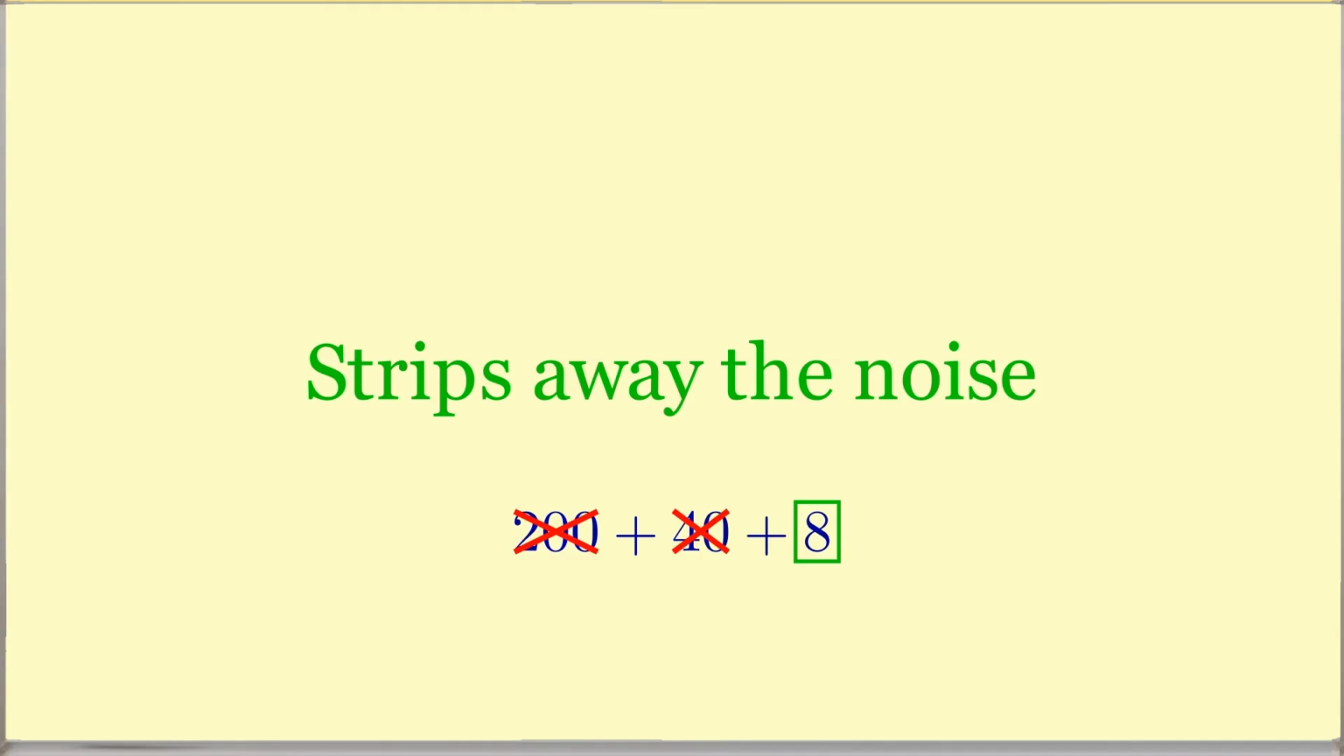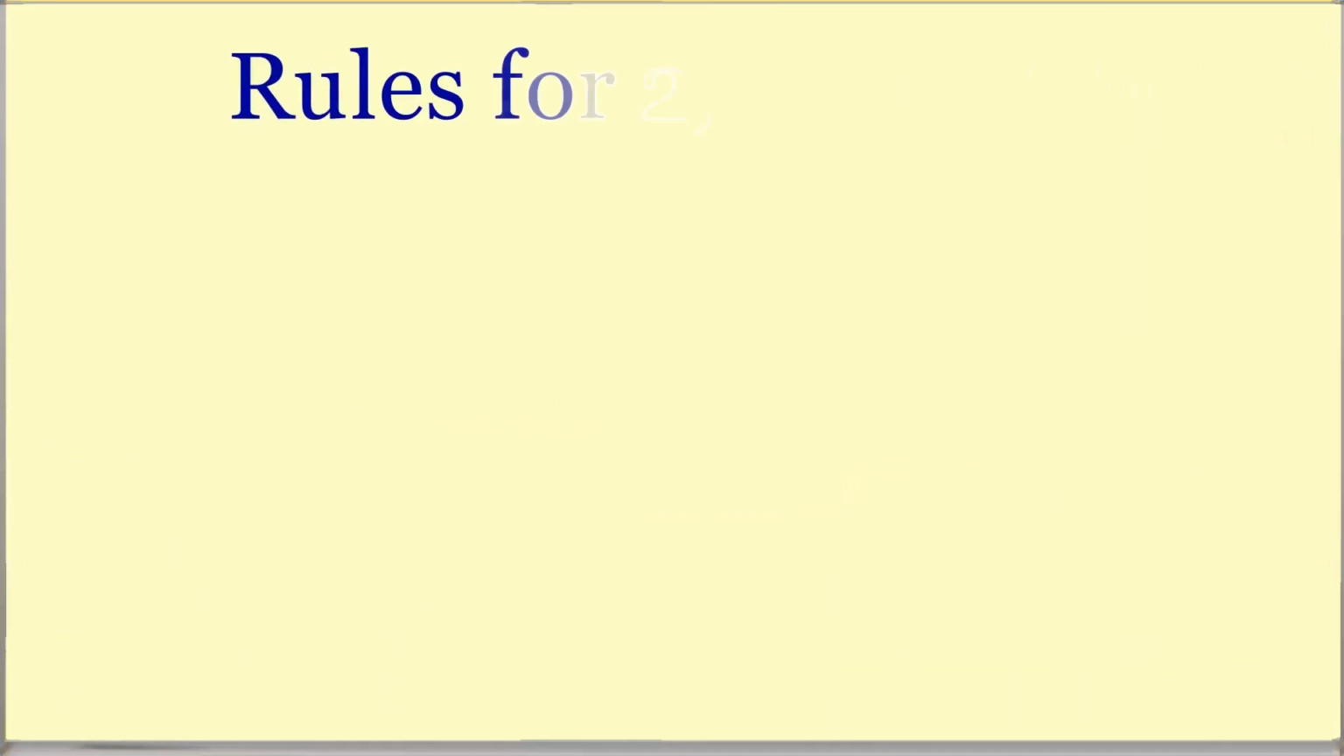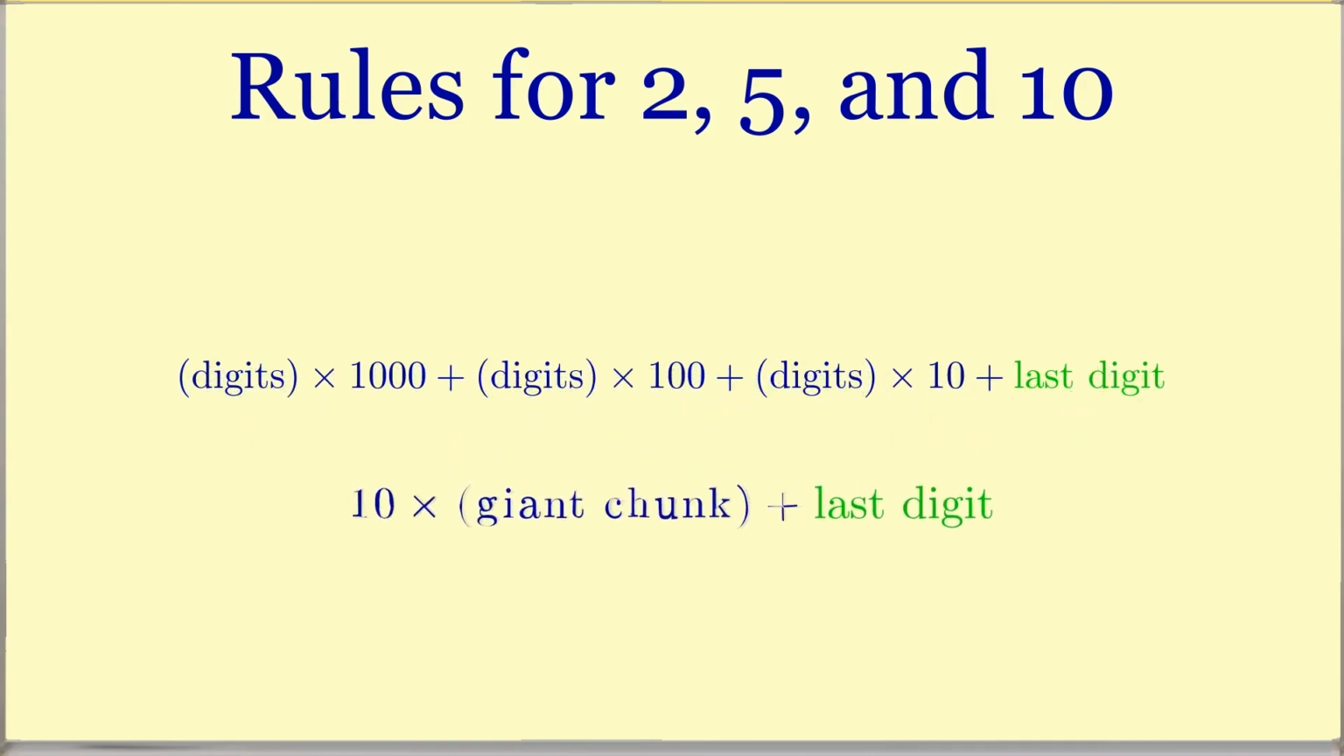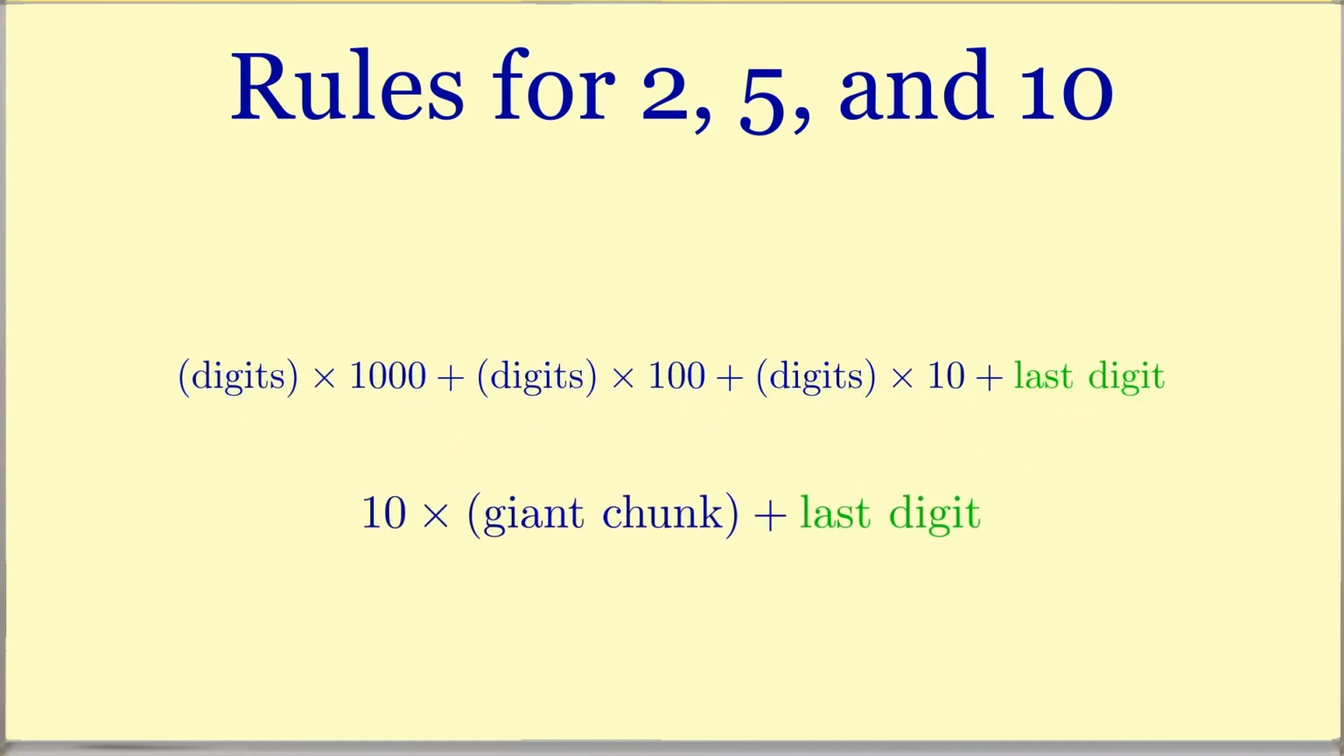It's a perfect example of how math lets us break massive computational problems down into bite-sized pieces. Now let's see why the rules for 2, 5, and 10 only care about the very last digit. Look at our number's anatomy. Every single place value except for the last one is a multiple of 10. We can factor out a 10 from everything except that final unit digit. This means our massive number simplifies elegantly to 10 times some giant chunk of integers, plus the last digit.